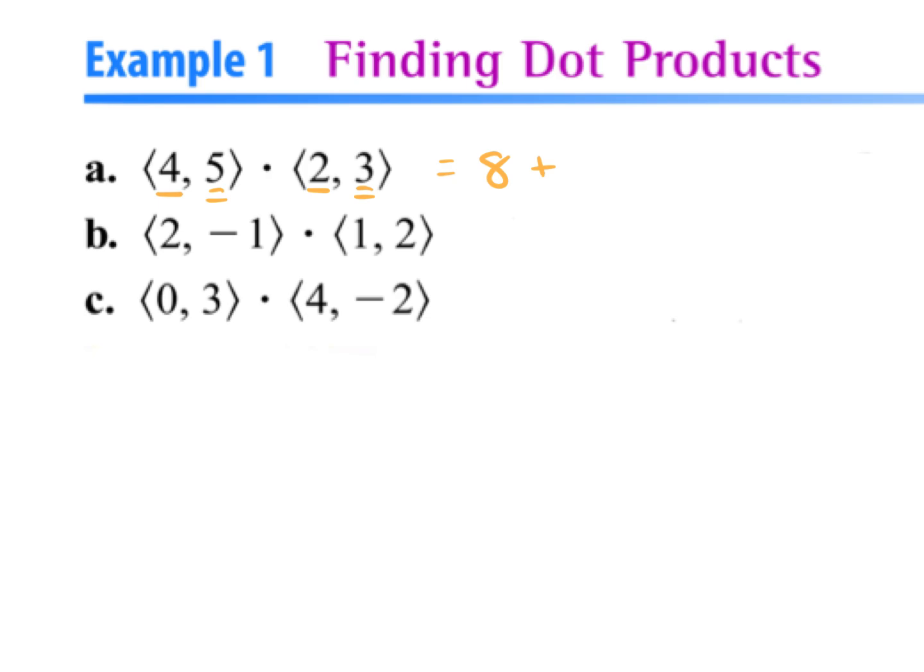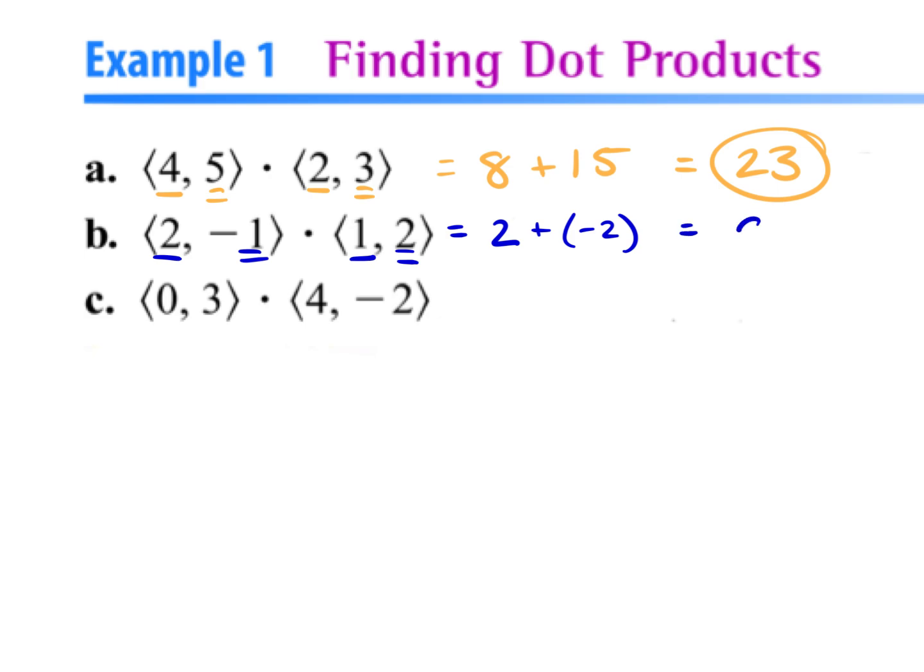5 times 3 would be 15. And 8 plus 15? 23. Awesome. So the dot product gives us a number as our answer. Let's do it again in B. The first times the first, so 2 times 1 is 2. Plus the second times the second, negative 1 times 2 is negative 2. So 2 plus negative 2, 0.